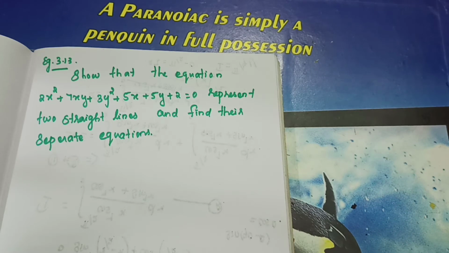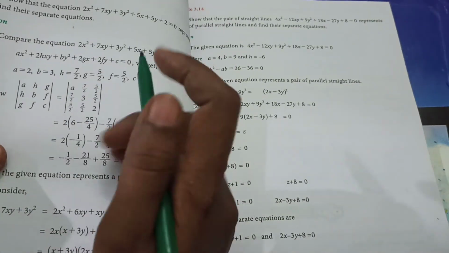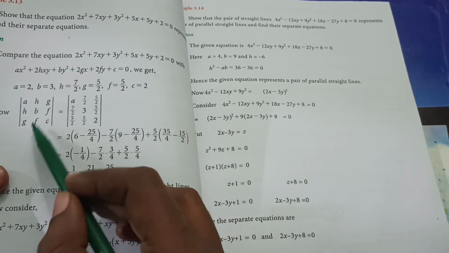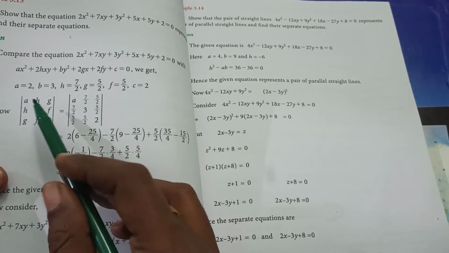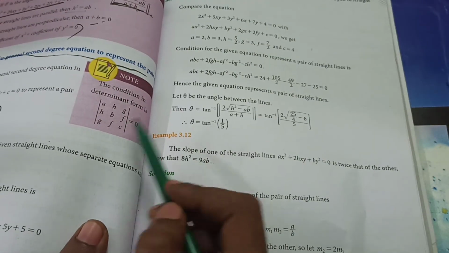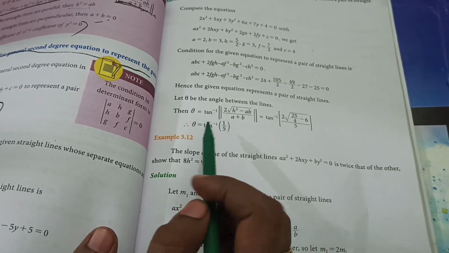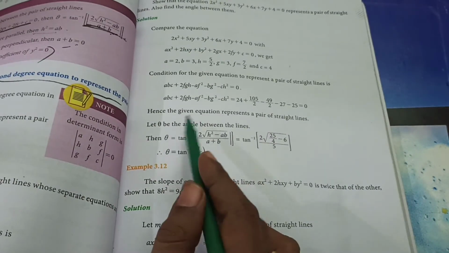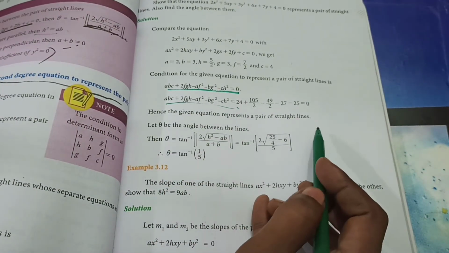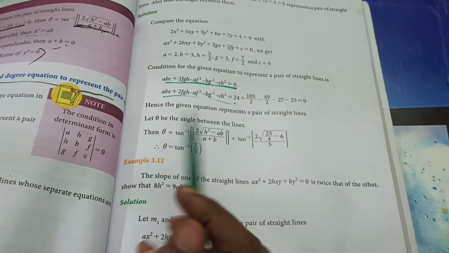Understand? One thing first I am saying. In your book, they took the given equation, found all the values, and here the determinant value is equal to 0. This is also the condition to represent a pair of straight lines, that is in this note. So both are correct. That is what I said in example 3.11, right? This formula equal to 0 also represents a pair of straight lines. Otherwise this one is also correct.